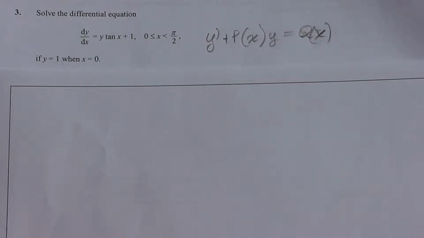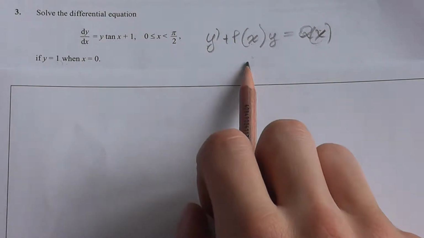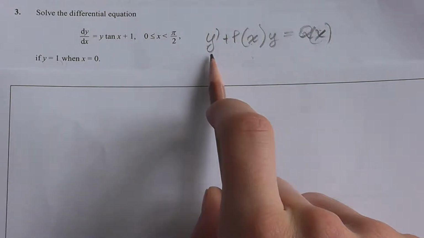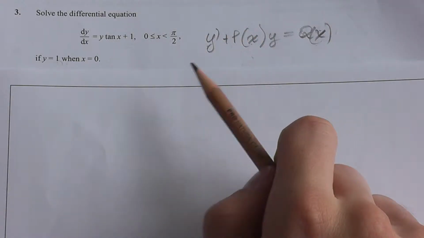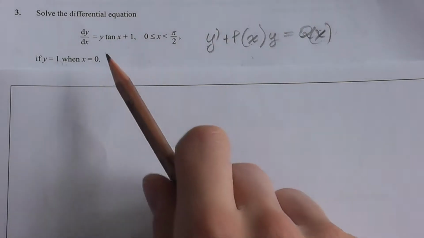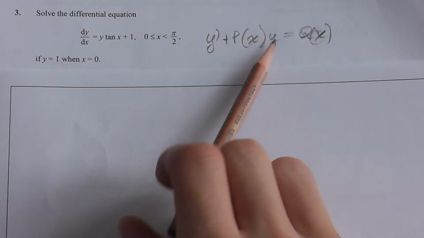Let's solve this differential equation. The first thing that you should notice when you look at it is that it is very, very similar to the ideal form of a differential equation, which is this. And from this we can find the integrating factor, which will then allow us to integrate the equation and solve it very easily. First, let's get this in this form.